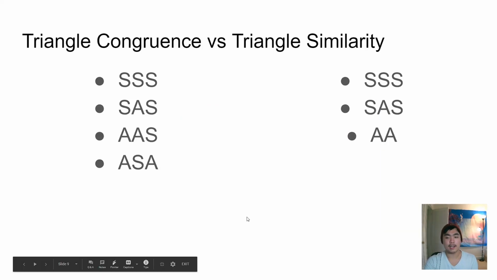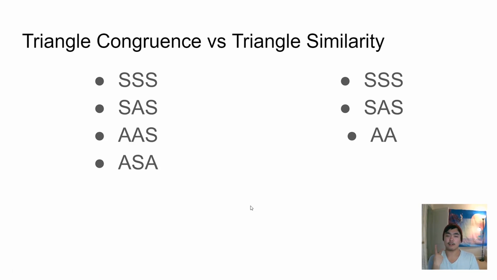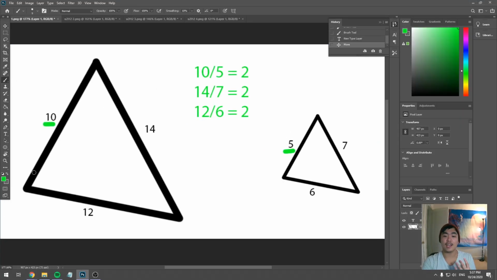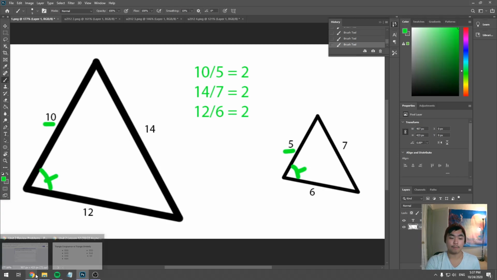SSS. What about SAS? Well, it's similar. We have 2 sides, and we have to figure out that they are the same scale factor. And then we have A, angle. Remember, similar triangles means they have the same angles. So we know that this angle should be the same as this angle. We're not multiplying it by 2. Remember, the angles you don't multiply. They stay the exact same. So if this were 70 degrees, this would also be 70 degrees. They're the same. All right, so SAS.